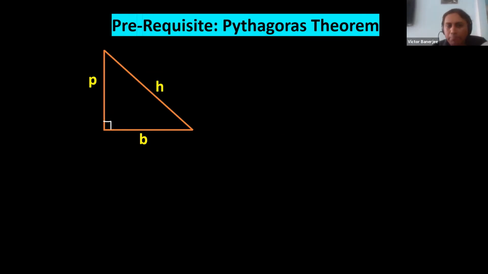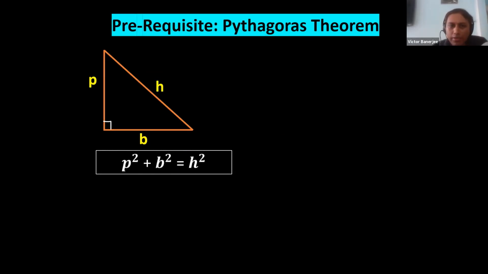So according to Pythagoras theorem, what is the theorem? Perpendicular square plus base square equal to hypotenuse square. You just need this basic concept, and I'm sure all of you know this concept already.